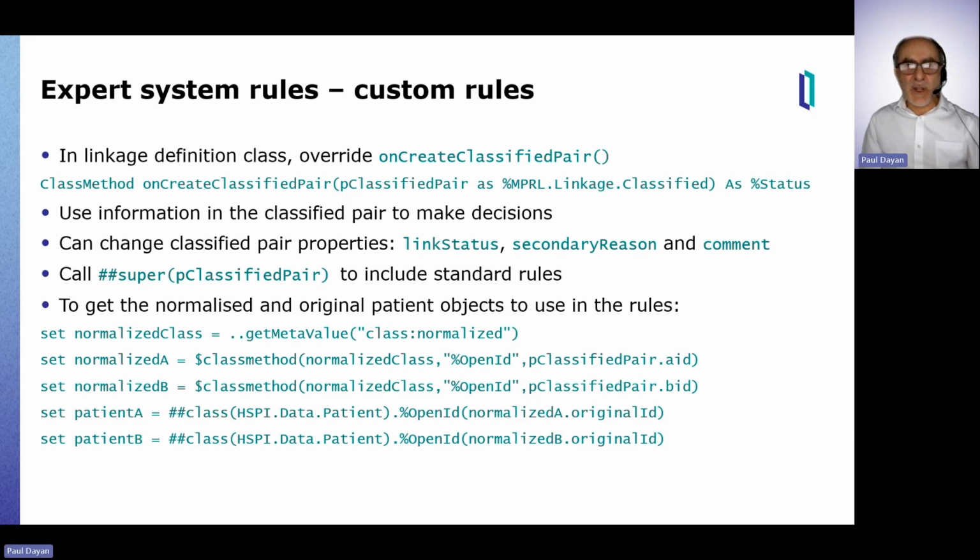Using the classified object, you can get the original and normalized objects for the identity pair, which are typically referred to as A and B. Then your rule can make use of any properties of the original and normalized objects to make its decision. If you want to include the standard rules and just add your own, then your method can start by calling the superclass implementation.